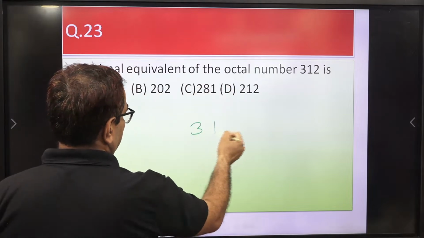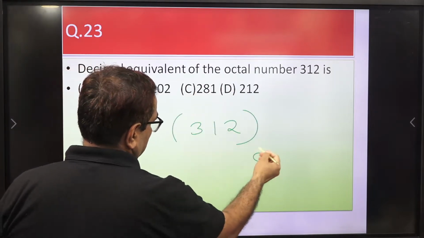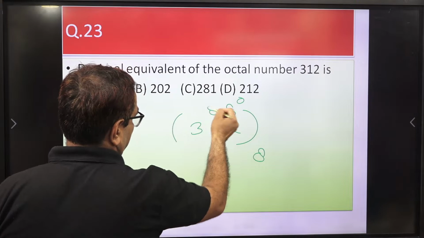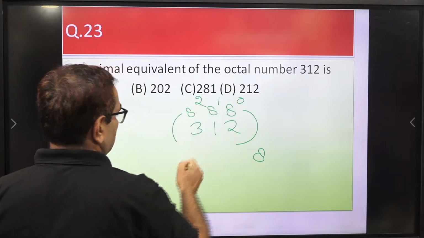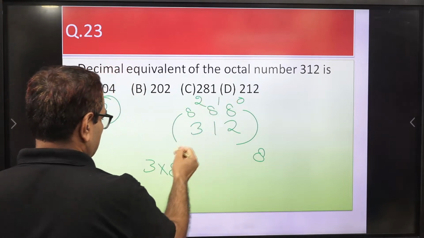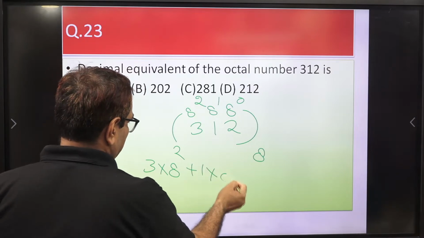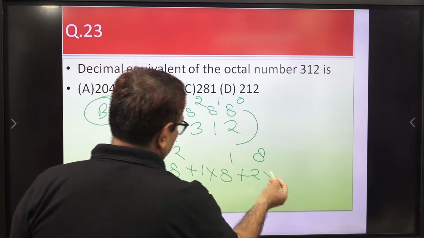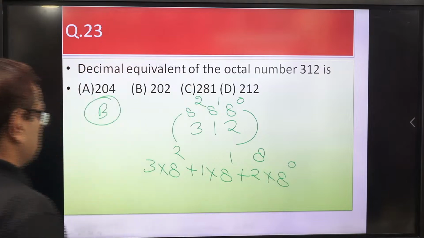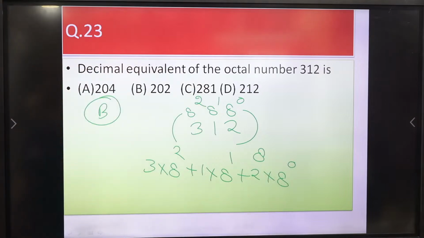We are having 312 octal number. So write 8 to the power 0, 8 to the power 1, 8 to the power 2. So 3 into 8 square plus 1 into 8 to the power 1 plus 2 into 8 to the power 0, and resultant is 202. So B is the right answer.